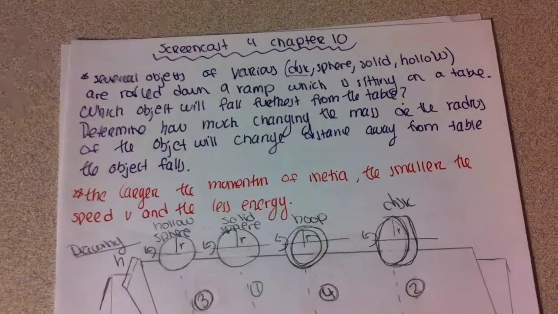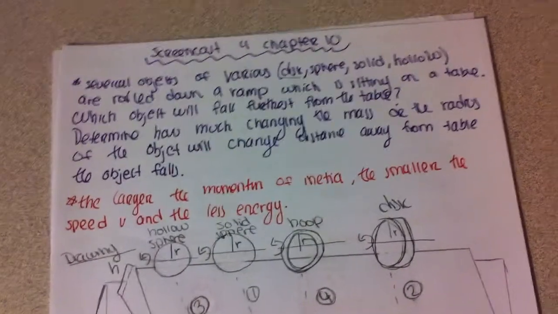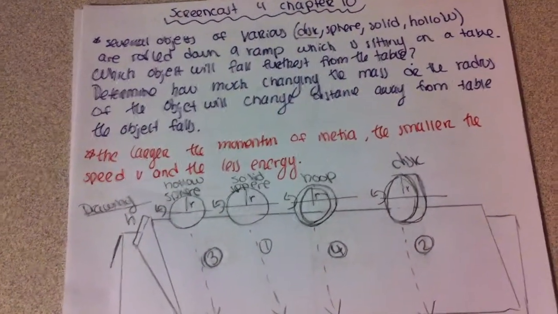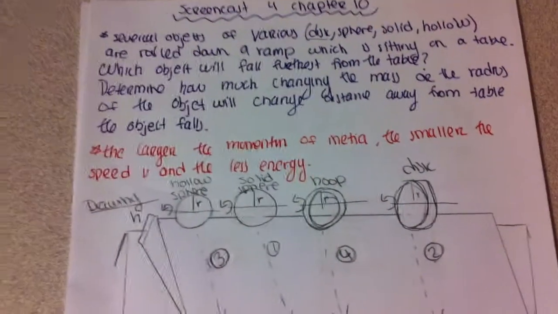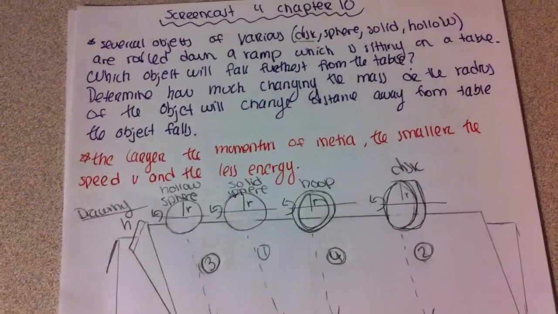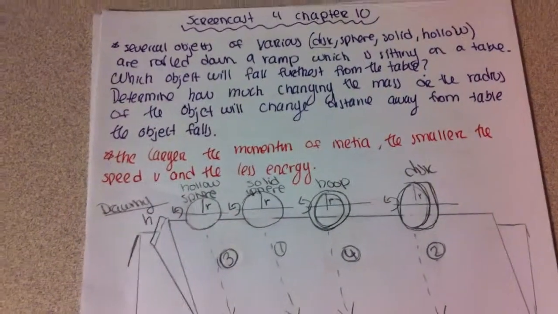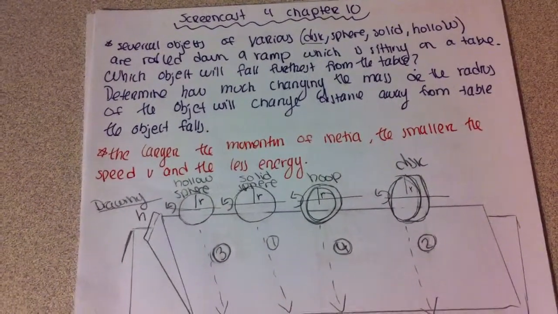Several objects of various disks, spheres, solid and hollow, are rolled down a ramp, which is sitting on a table. Which object will fall the furthest from the table? Determine how changing the mass and the radius will affect the distance away from the table that the object falls.